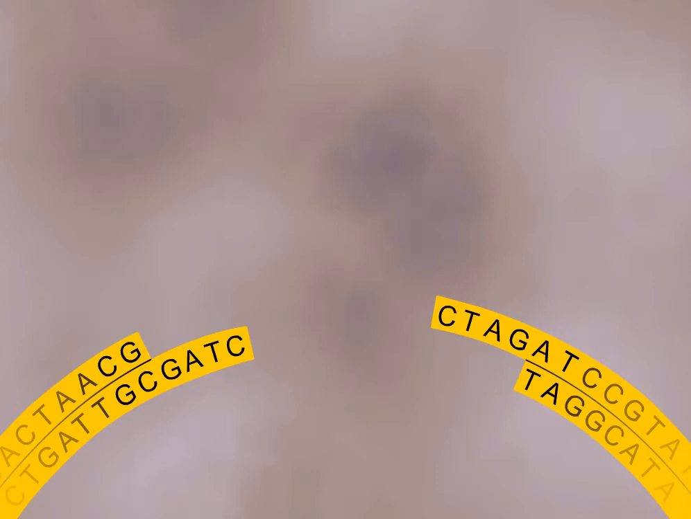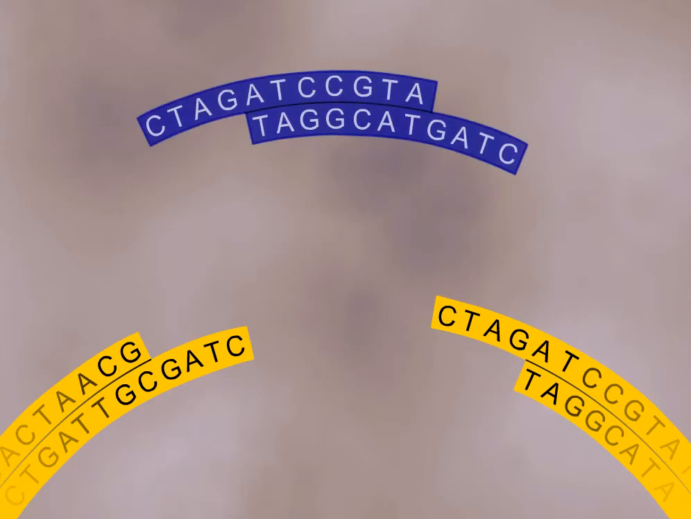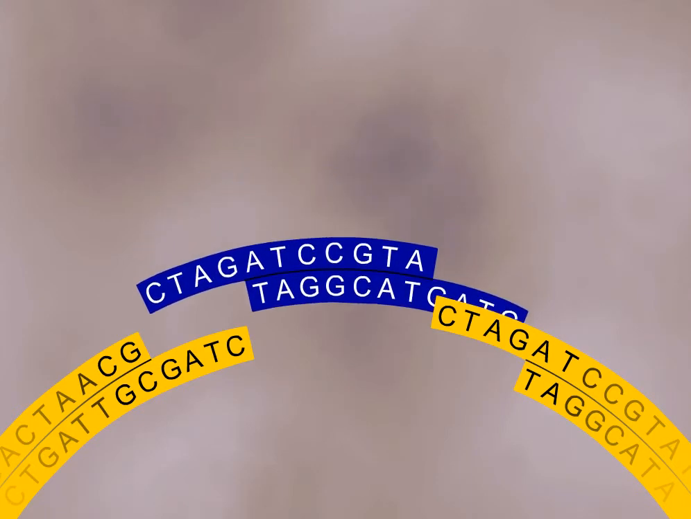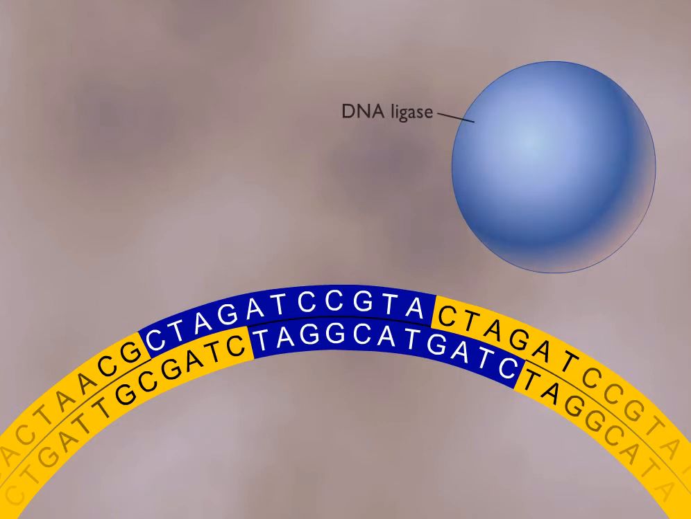The cohesive ends of the plasmid and DNA fragments now line up, and the enzyme, DNA ligase, is used to form phosphodiester bonds.